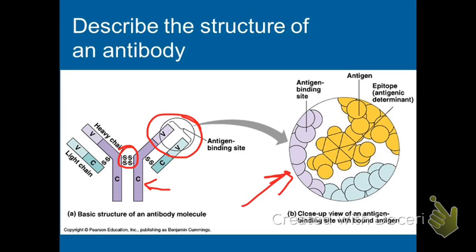At this spot here, you can see the interaction between an antibody and the antigen itself. This is a lock and key type fit, and that's why this is very specific. These antigen binding sites are extremely particular.